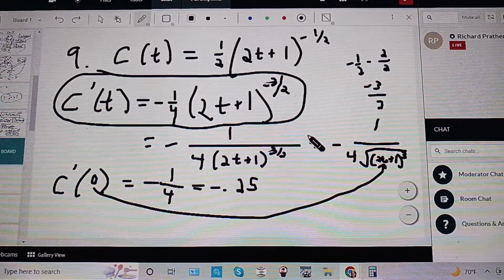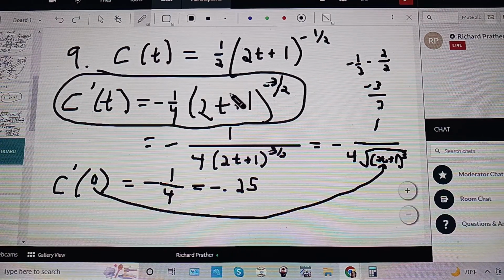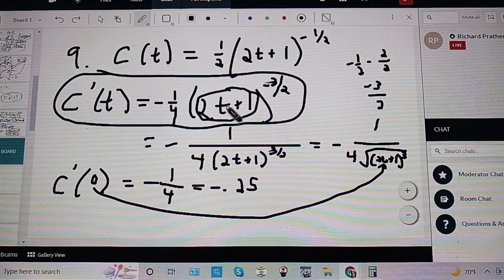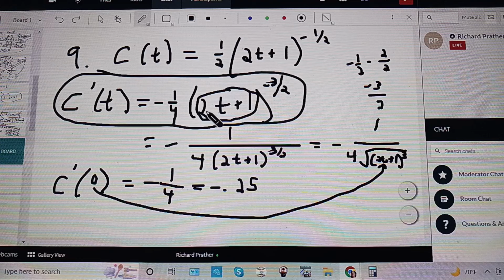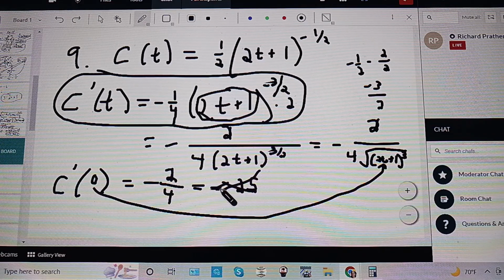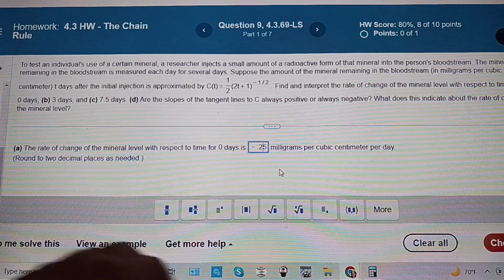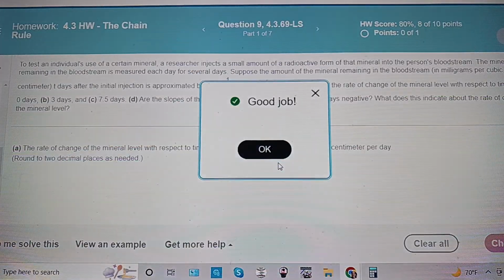Oh, I know what I did wrong. I forgot the chain rule. So yeah, right here. I said it before I started the problem and I didn't do it. So the derivative of the inside, we forgot that. 2t plus 1 has a derivative of 2. So without that, it's wrong. So there is a 2 in the top, not a 1. So it's negative 2/4, which is negative 0.5. Not negative 0.25, but negative 0.5. So there we go.